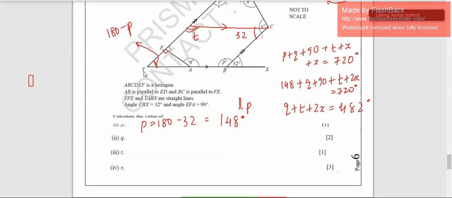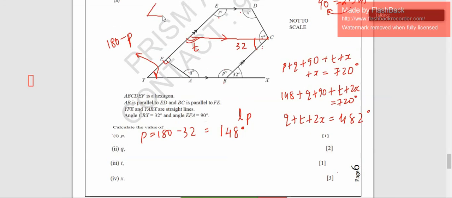Co-interior angles, they are called. They form the letter C. So are you understanding? If this is P, this is 180 minus P. So P we got 148, so this will be how much? 32 degrees. You can also write corresponding angles. This is 32, this is 90, so how much will be this?